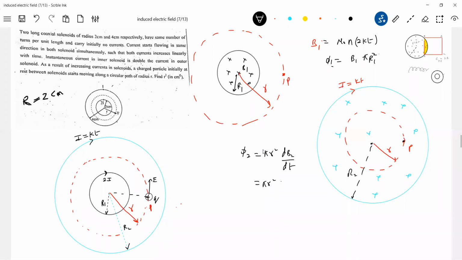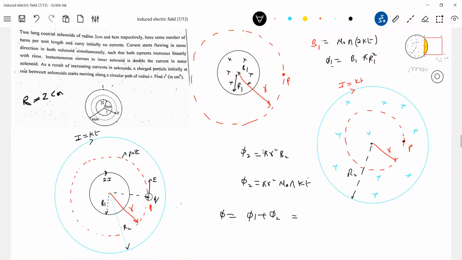So this should be equal to how much? Mu naught n k. Okay, so we are not integrating, no? Differentiating. Keep it here, mu naught n kt. Now, when both are present, what are you going to do? The total flux linking now in a circular region, in a path of radius r, should be equal to phi 1 plus phi 2.